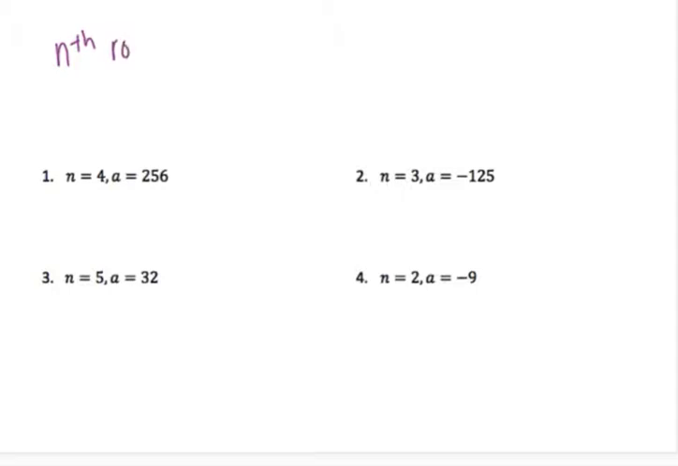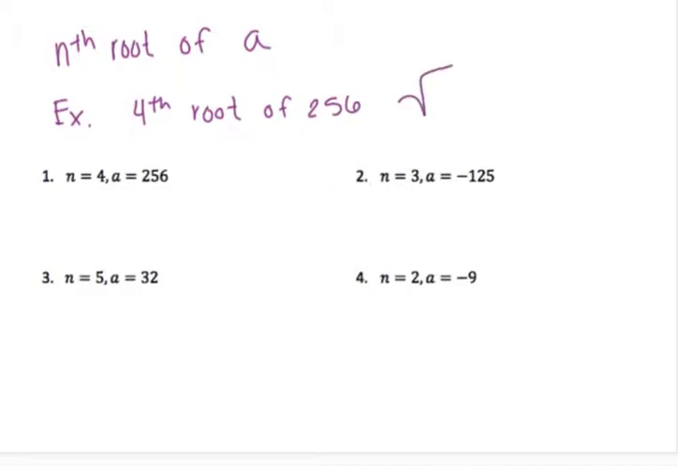Okay, so I first want to start talking about the nth root of a. So for example, if I say what is the nth root of a, and n is 4, and a is 256, so in other words, the fourth root of 256, what I'm talking about is finding a number that you multiply by itself 4 times to get 256. And so the answer is 4, because 4 times 4 times 4 times 4 is 256.